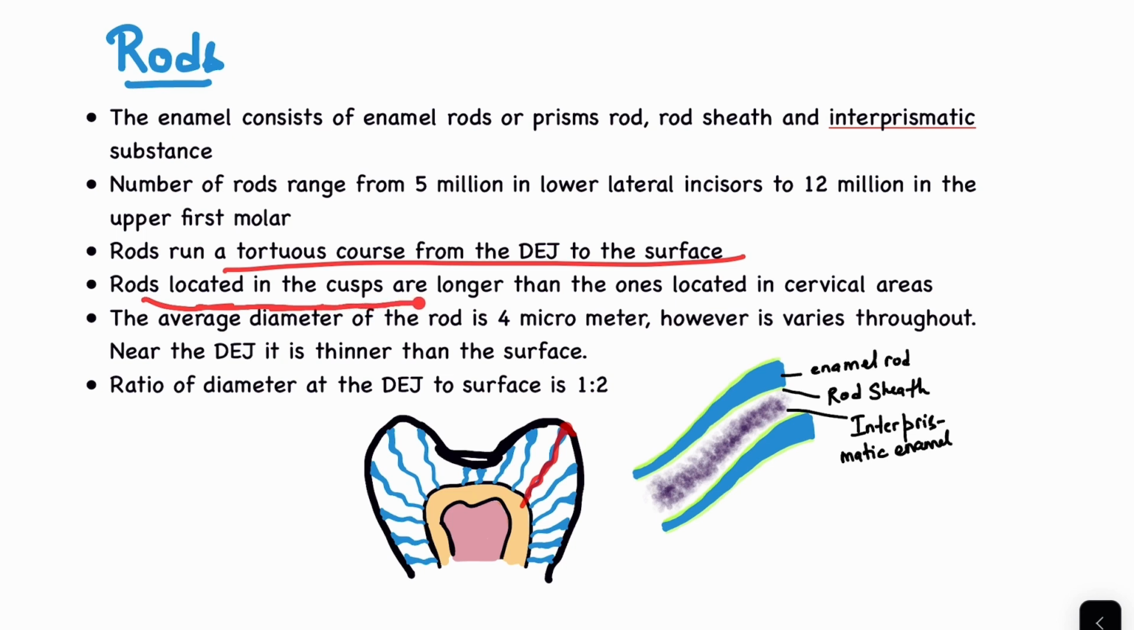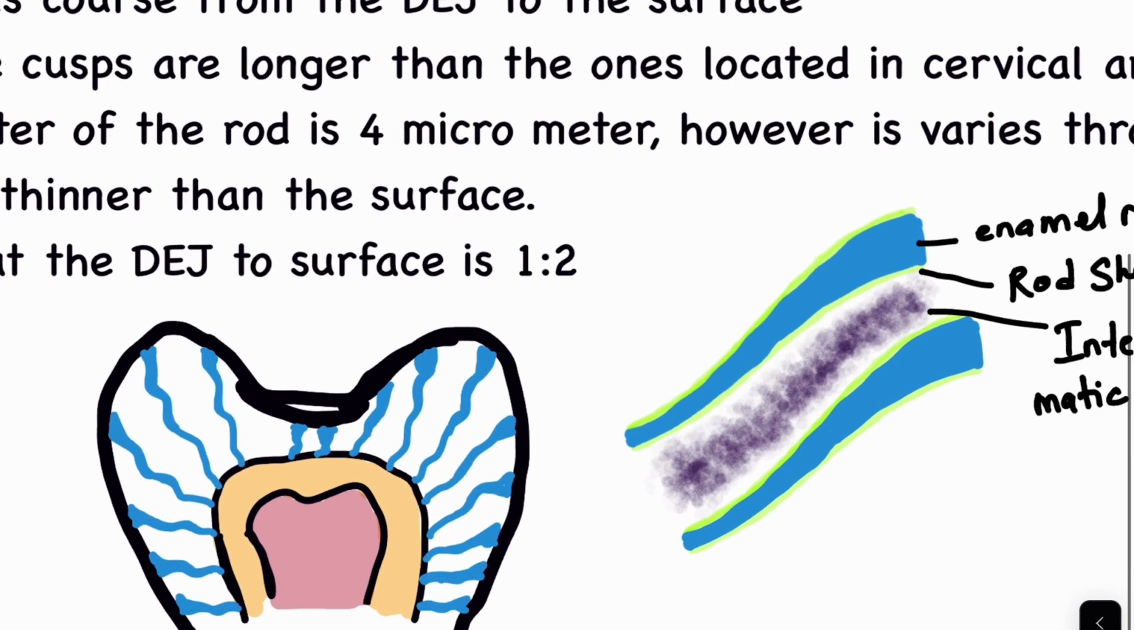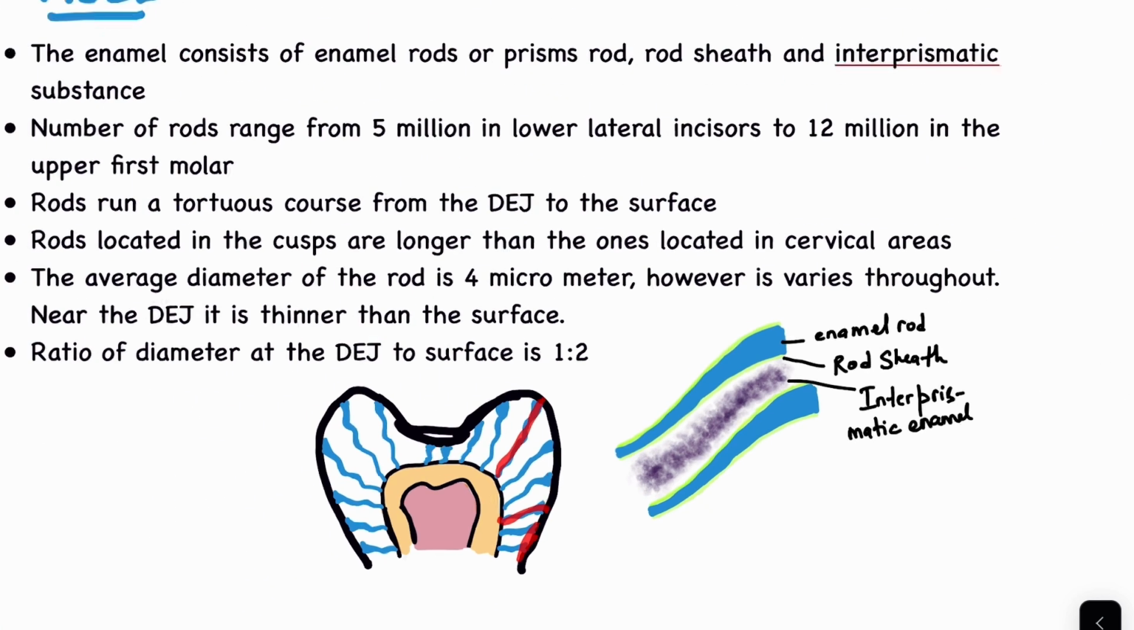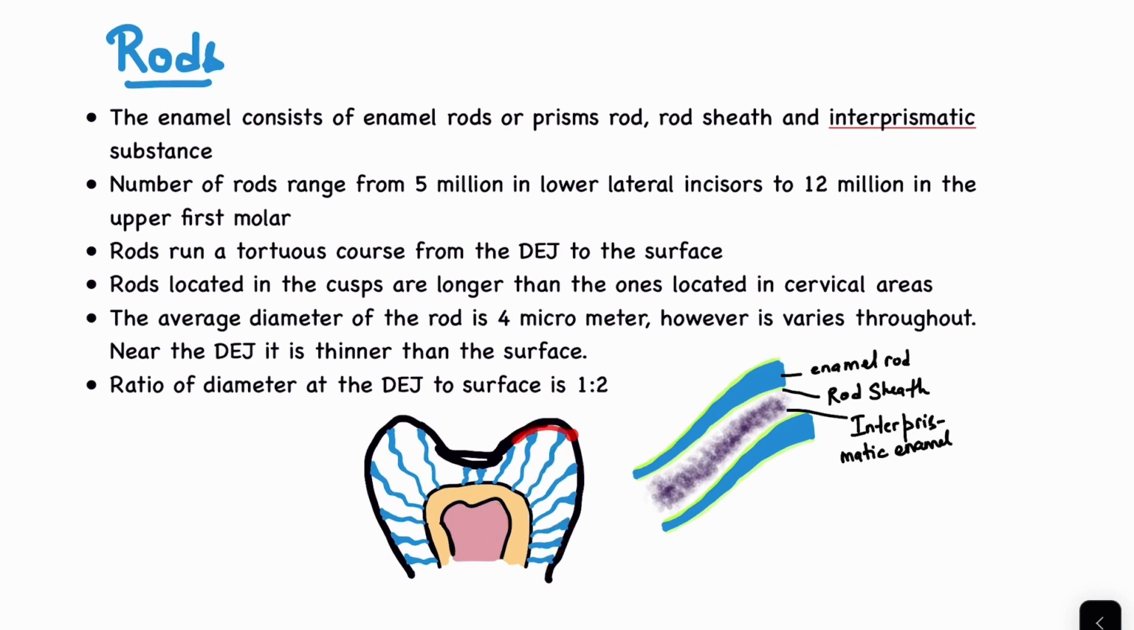Rods located in the cuspal region are longer than the ones located in cervical areas. This is very much common sense: if the cervical area is thinner, the rods over here will be shorter, and the rods in here are longer in the cuspal region, because the cusps are higher up, so the rods in here will be longer.